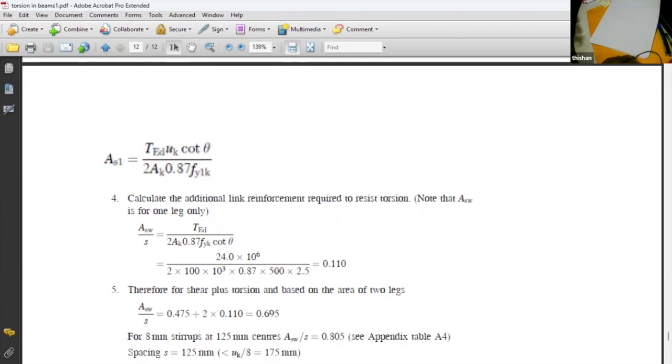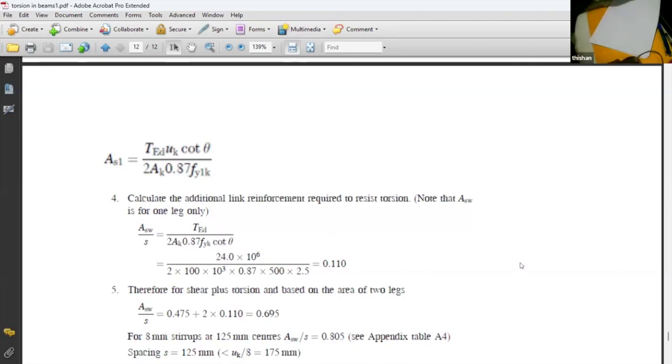Fyk is 500. This 0.87 is a partial factor of safety. And we earlier found this area is 2 into AK is 100 into 10 to the power 3. And just substitute. And torsional moment is 24 multiplied by 10 to the power 6. And you get ASWS as 0.110.